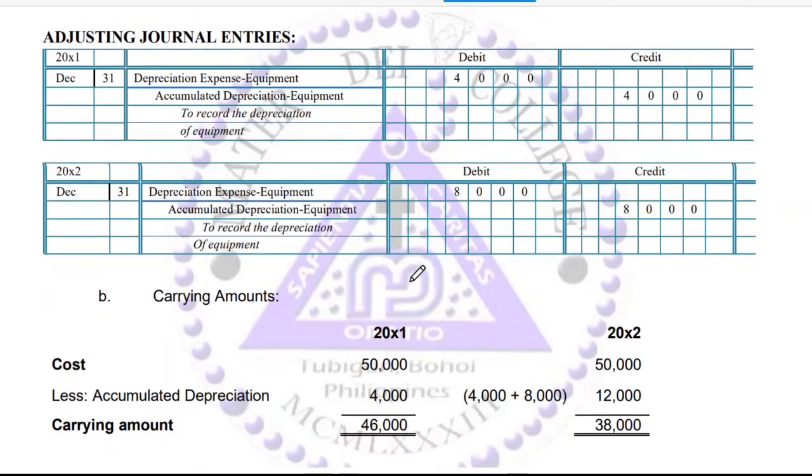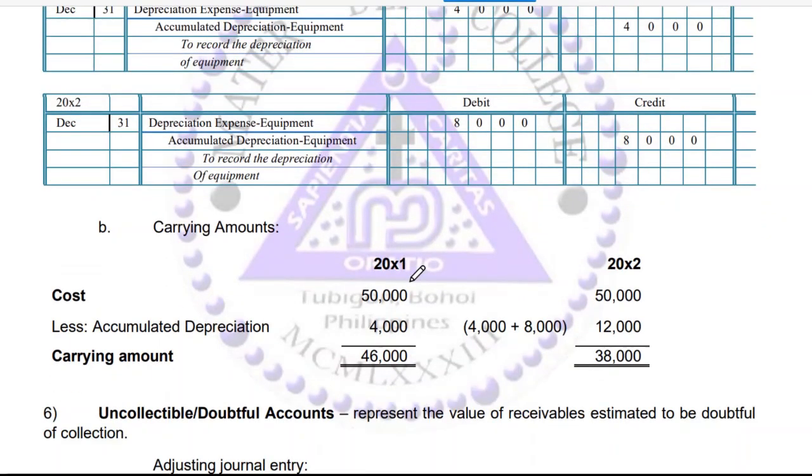And for the carrying amounts, the same process, you sum up the depreciations that have been recognized to get the accumulated depreciation and you deduct that from the cost. So for 20x1, the carrying amount is 46,000 and for 20x2, that's 38,000.